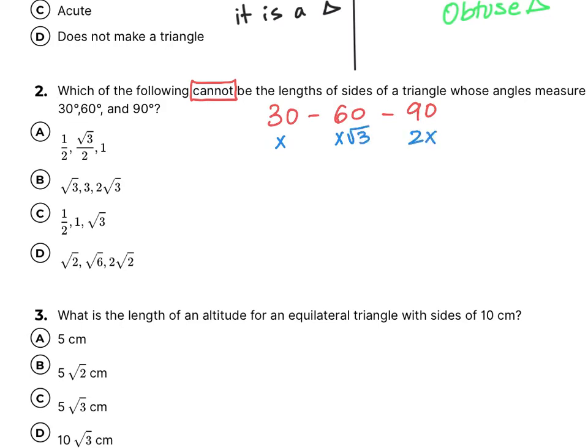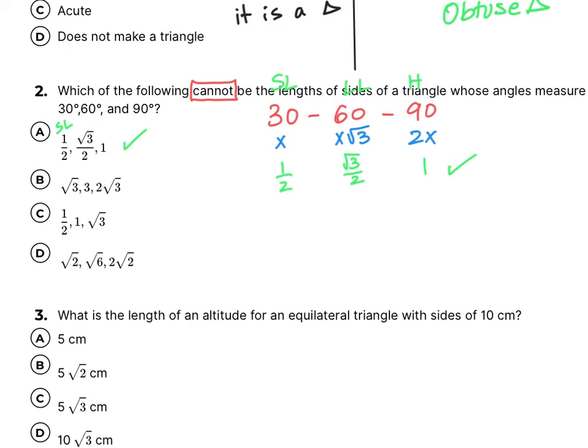So we're going to start with A first. So if the short leg is half, then the long leg, so this is the short leg, long leg, and hypotenuse. If the short leg is half, then the long leg is half times root 3, so root 3 over 2. And the hypotenuse would be half times 2, which is 1. So it does work.